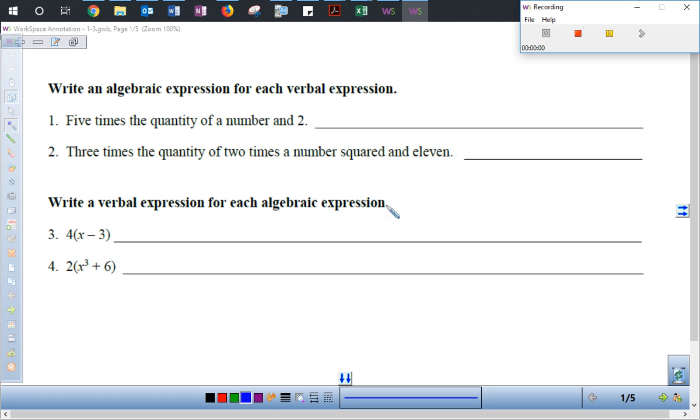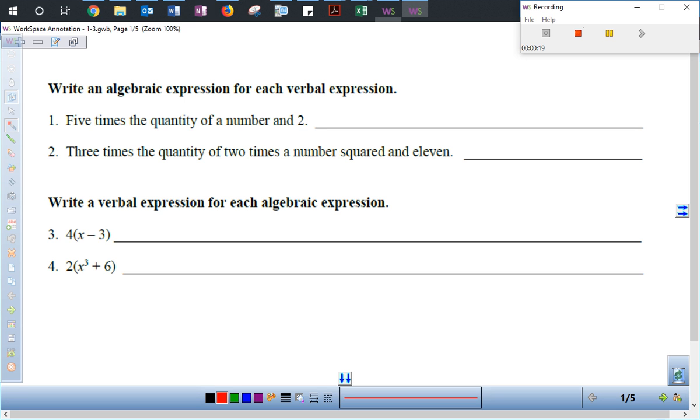Alright guys, today we're going to start off by talking a little bit more about turning algebraic expressions into verbal expressions and vice versa. So on number 1 it says write an algebraic expression for each verbal expression. So we're going to take the sentence and we're going to write it mathematically. Now on number 1 it says 5 times the quantity of a number and 2.